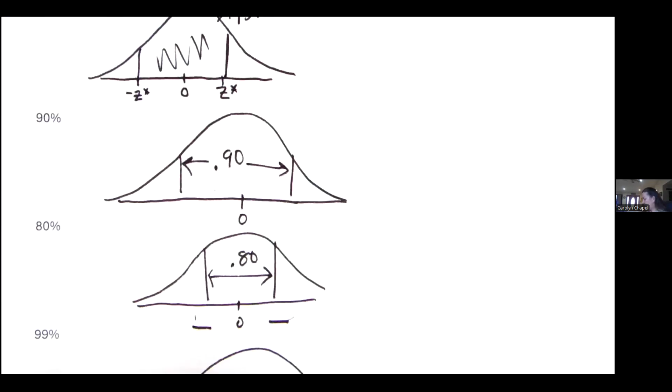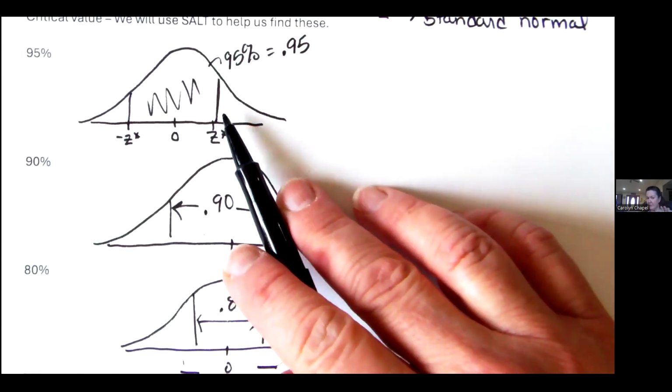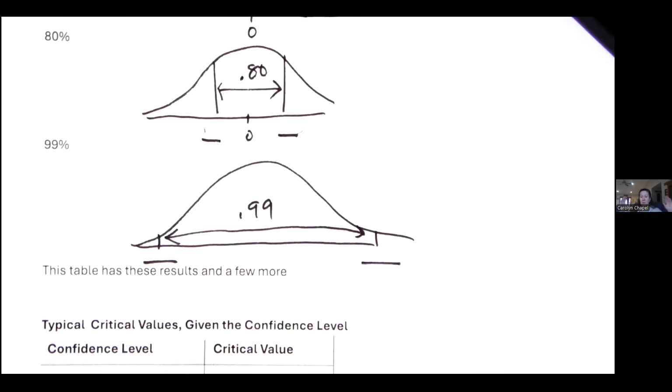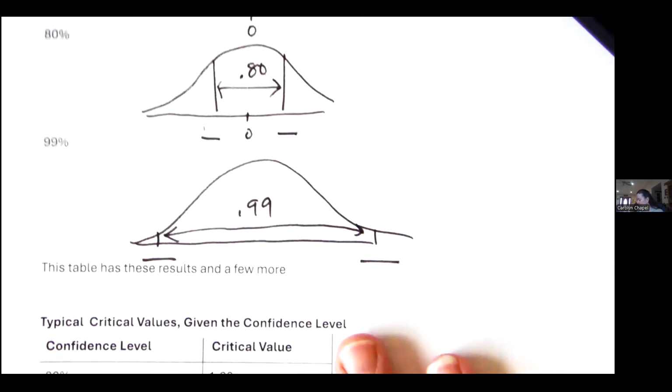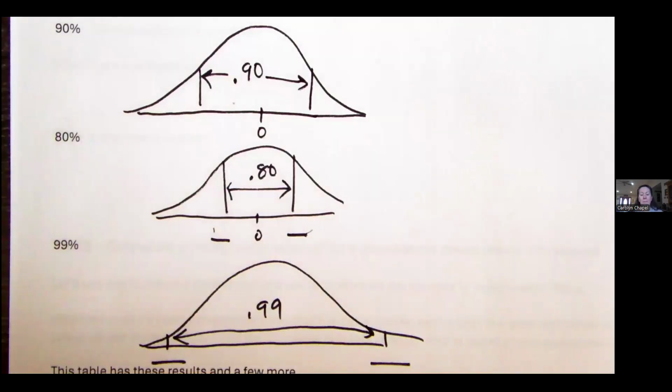Before I go there, though, for 95%, we should be able to figure out kind of what those values are. Roughly speaking, if you remember the empirical rule, we had 68% within one standard deviation, 95 within two. So that Z star here should be pretty close to the number 2. We would get 99.7 if we were between 3, so those two values are going to be kind of close to 3. They are going to be more accurate than the empirical rule, but we're going to use SALT to find that more accurate idea. So bear with me for a little bit while I switch to SALT.